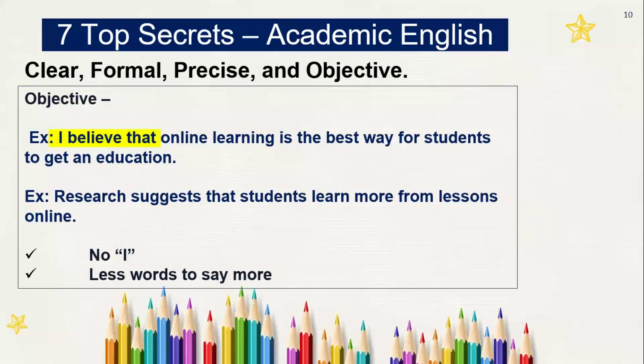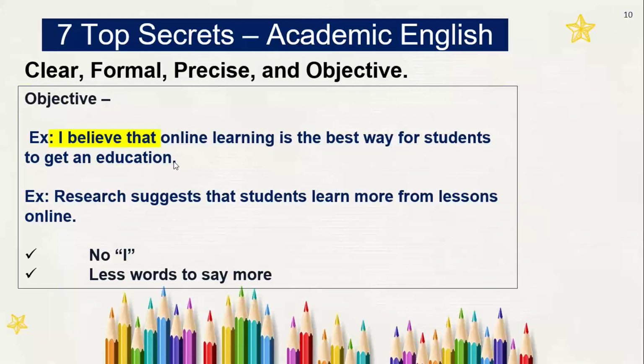So you can easily scratch out, I believe that, and simply just say, online learning is the best way for students to get an education. Or you can say, research suggests that students learn more from lessons online. So it's a totally different way of writing what you just said in the first example. And as I said, you don't even need I believe that or I feel that. Just start right here with the rest of your sentence. Online learning is the best way for students to get an education.